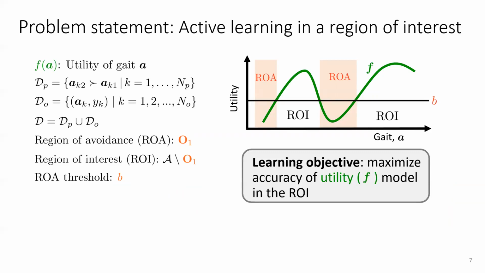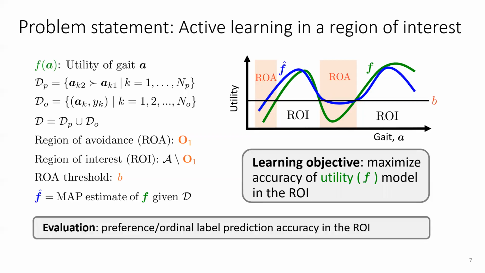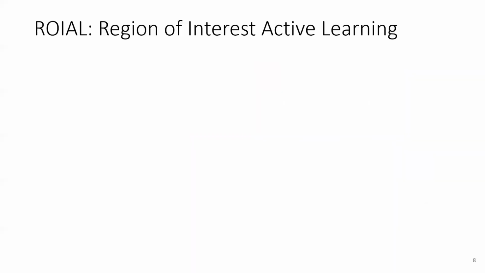We denote our model's MAP estimate of f by f hat, shown in blue here. We would like the blue f hat line to approximate the true utilities in green as accurately as possible in the region of interest, but do not care how accurate f hat is within the region of avoidance. We can evaluate performance by measuring how accurately the MAP utility estimate f hat predicts preference and ordinal labels in the region of interest. The general process of how ROIAL works is illustrated as follows.